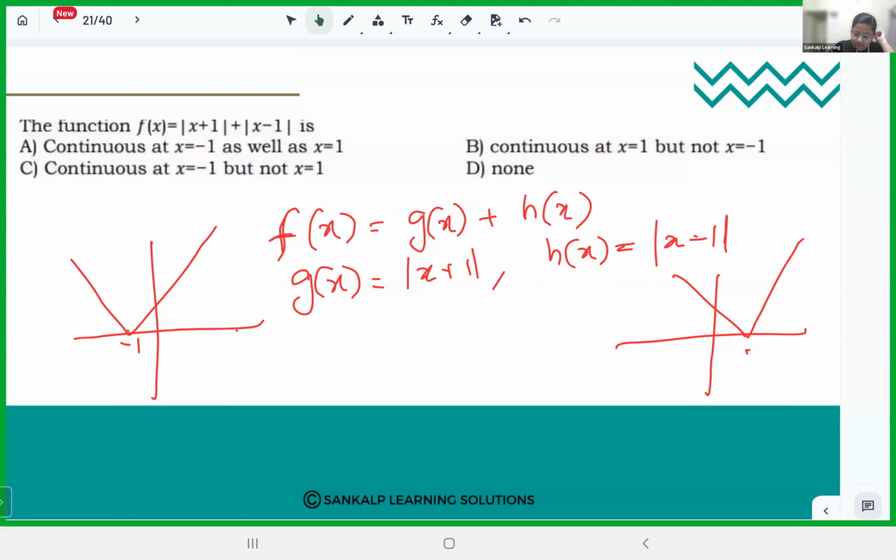And here you can see that the first function is modulus of x plus 1, right? So this is the graph. Here you can see that it is continuous at x equal to minus 1. And what about h of x? If you observe, the function h of x is continuous at x equal to 1. Is there any break at x equal to 1? No. So it is continuous at x equal to 1. So from that, you can say that the function f of x, which is a sum of these two functions, is continuous at x equal to minus 1 as well as x equal to 1. At both the points, the function is continuous.